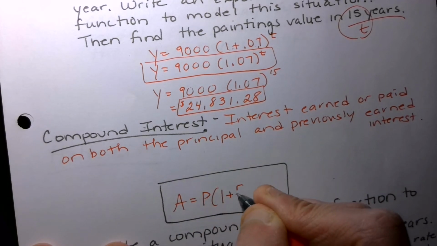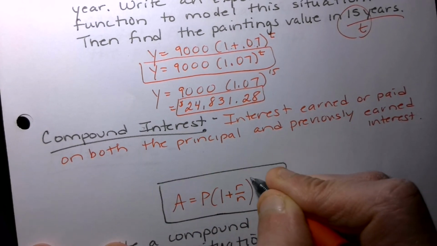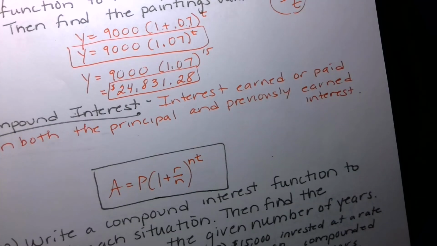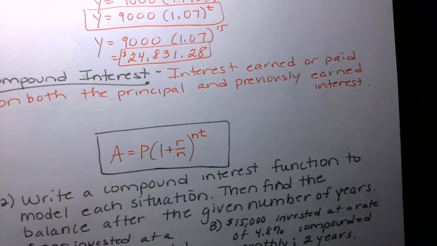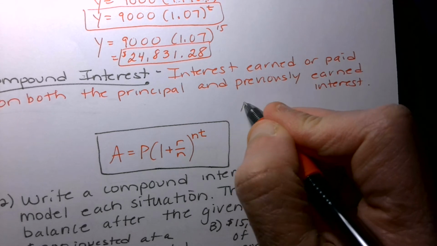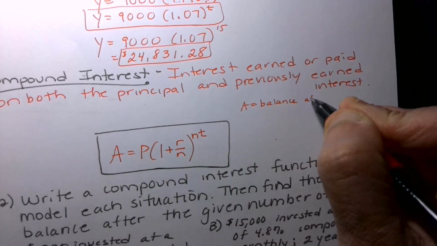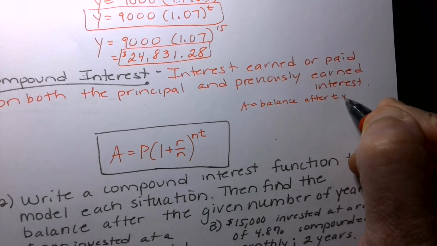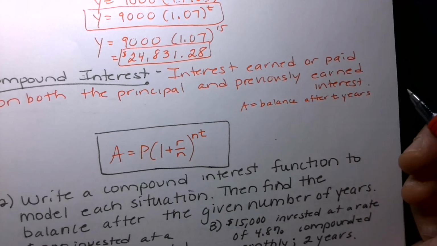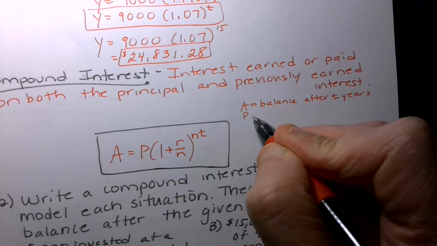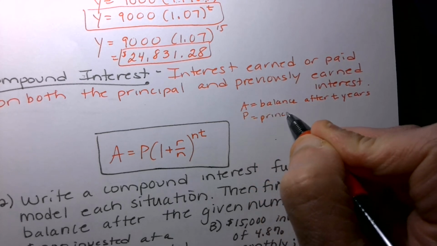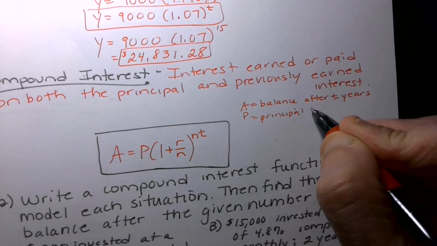It looks like this, which can be a little frightening at first, but once you get all the different things written down, you should be fine. A is the balance after T years, so your T should be in years. P is the principal, or original amount.